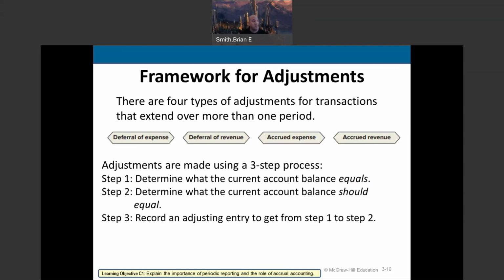This one says determine what the current account balance equals. Determine what the current account balance should equal, and then record an adjusting entry. There's some accounts you do that with, some you don't. Deferral of expense, deferral of revenue, accrued expense, and accrued revenues. Let's go over those.